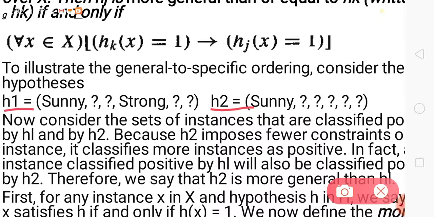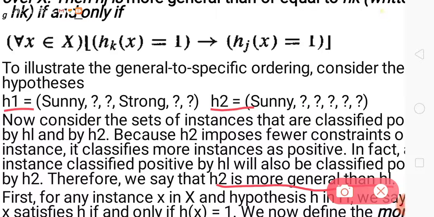Here, whatever hypotheses and instances we consider are positive examples, meaning the target value of these hypotheses and instances is 1, the boolean valued function is 1. That's why here the H1 hypothesis has more constraints compared with H2. That's why we say H2 is more general than H1. Whatever instance satisfies H1, automatically it satisfies H2.